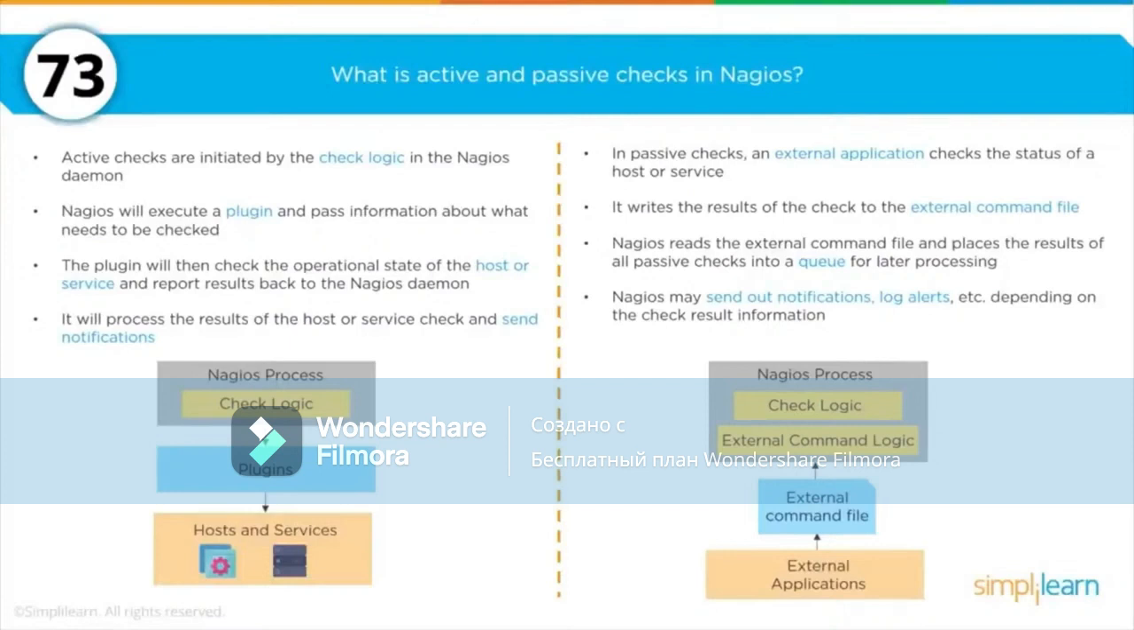In contrast, with the passive check, it is an external application that initiates the check. It writes the results of the check to an external command file. Nagios reads the external command file and places the results of all passive checks in a queue for later processing, so you can go back and revalidate. And then Nagios may send out notifications, log alerts, etc., depending on the results that it gets from checking the information.